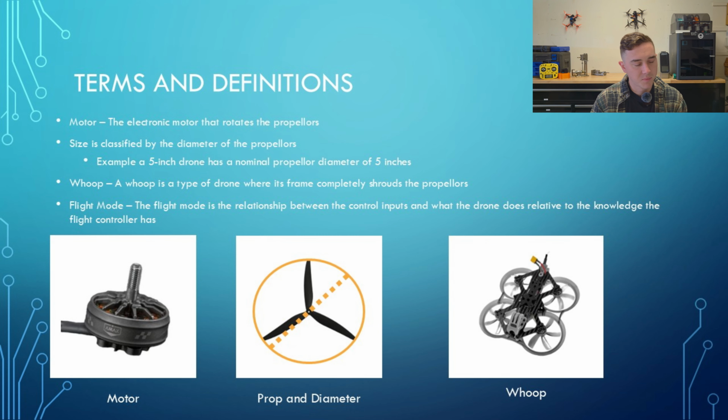Okay, motors. We'll deep dive into motors, but in general, these are the electric motors that rotate the props of the drone. You might have heard drone sizes. You might have heard it's a 5-inch drone, a 7-inch drone, a 12. A 5-inch drone just means that one of these props right here is nominally 5 inches. So the frame itself is not 5 inches. It's actually the prop. If you have a 7-inch drone, it's going to be larger. If you have a 3-inch drone, it's going to be smaller.